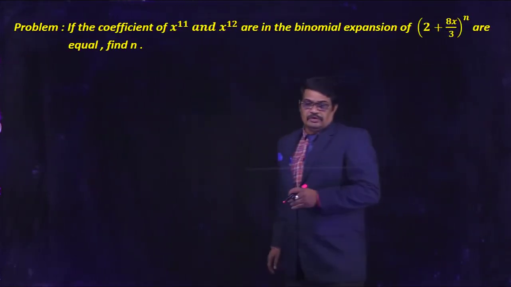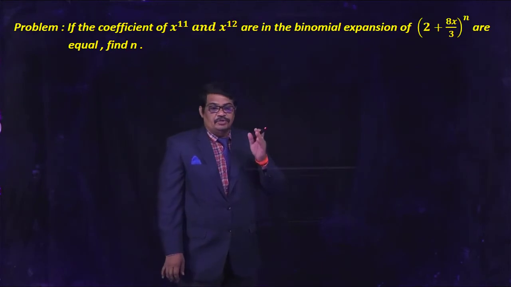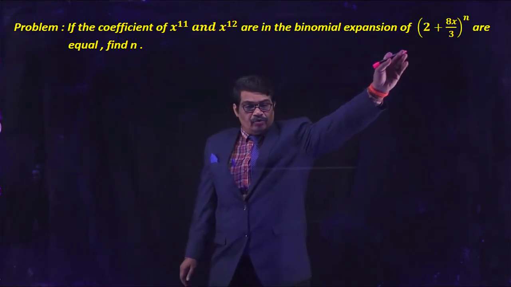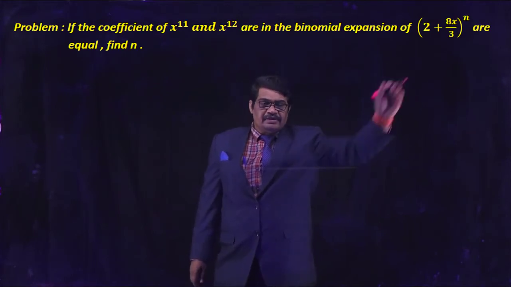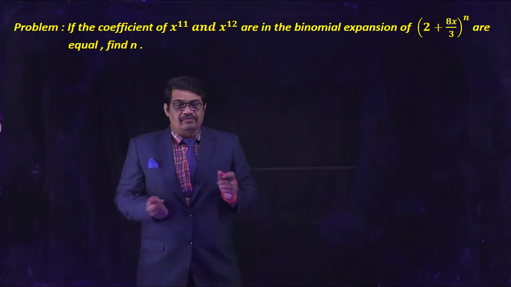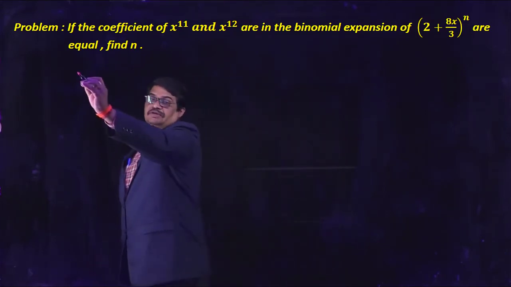Now see the problem. If the coefficients of x to the power of 11 and x to the power of 12 in the binomial expansion of (2 plus 8x by 3) whole power n are equal, then what is the value of n? We have to find the n value. See the solution.